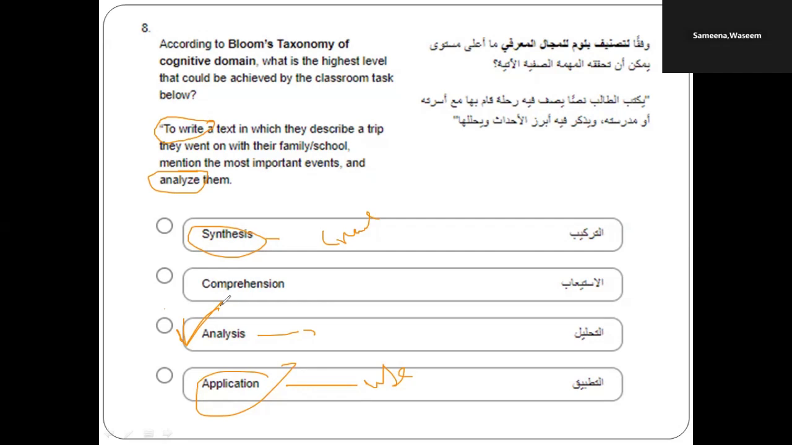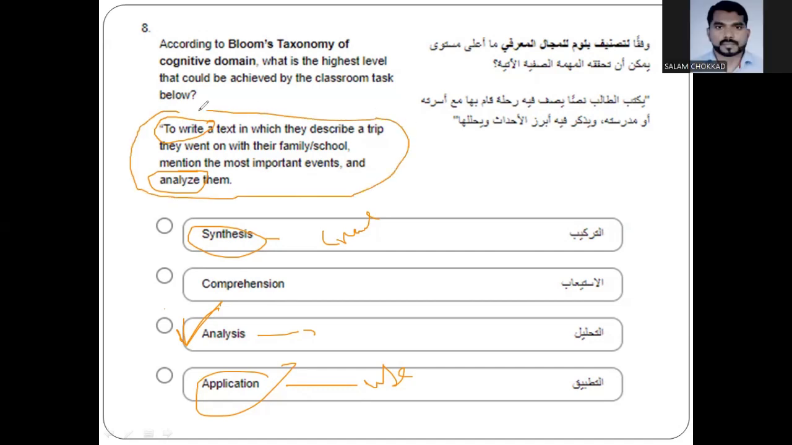Sir, because it's here in the question also, highest level. So according to all these four options, analysis is the highest level of this task. Not the highest level of Bloom's taxonomy. No, highest level of this task. If it were the highest level of Bloom's taxonomy, the old version, then we will go for A.